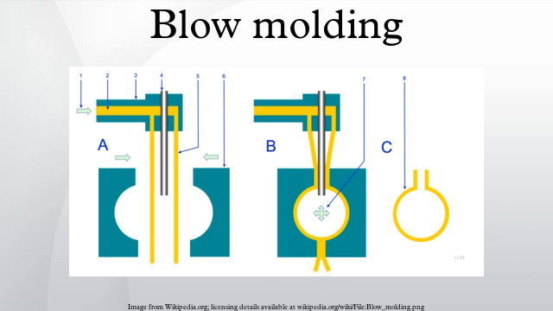The parison is a tube-like piece of plastic with a hole in one end through which compressed air can pass. The parison is then clamped into a mold and air is blown into it. The air pressure then pushes the plastic out to match the mold. Once the plastic has cooled and hardened, the mold opens up and the part is ejected.